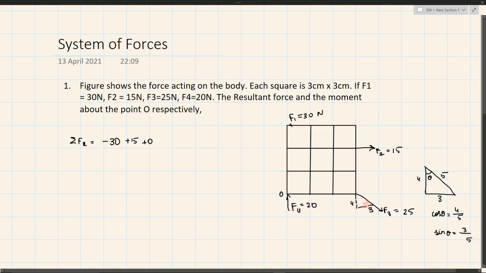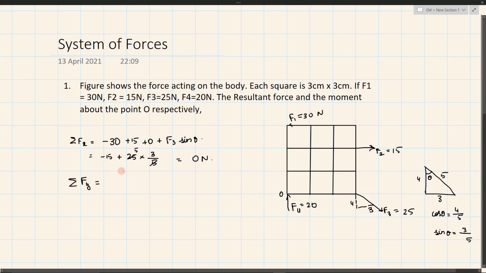Now if I resolve this in the x direction, what I'll have is F3 into sin theta. So that is minus 30 plus 15, which is minus 15, plus F3, which is 25, into sin theta, which is 3 by 5. 5 into 3 is 15, so minus 15 plus 15 is 0 Newton. Alright, so we'll also have sigma Fy.